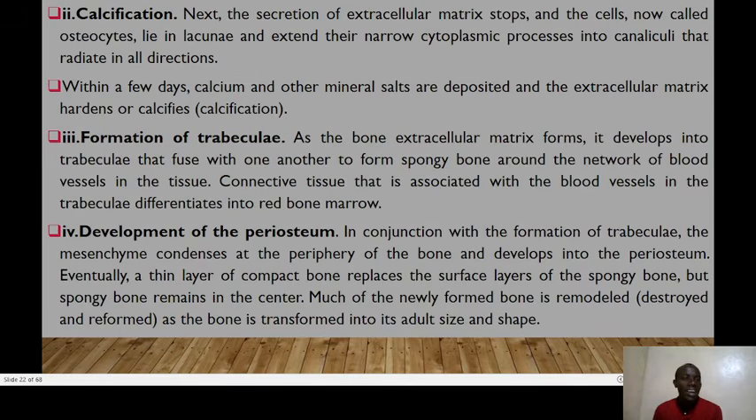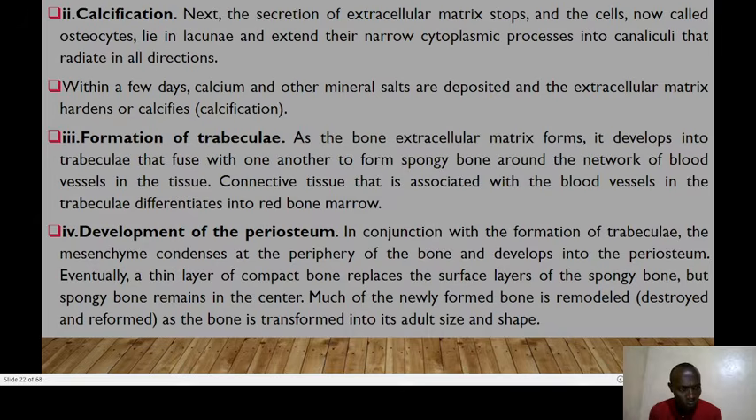The second, now after you're done with the ossification center, we go to calcification. So the secretion of extracellular matrix will stop, and the cells now called osteocytes will lie in the lacunae and extend their narrow cytoplasmic processes into canaliculi that radiate in all directions. So within a few days, calcium and other minerals are deposited and the extracellular matrix hardens and calcifies. This is the process that we refer to as calcification.